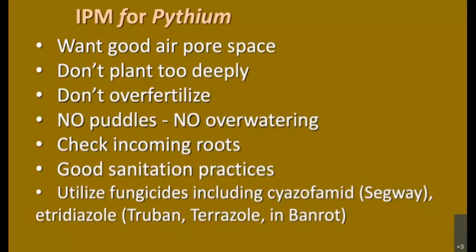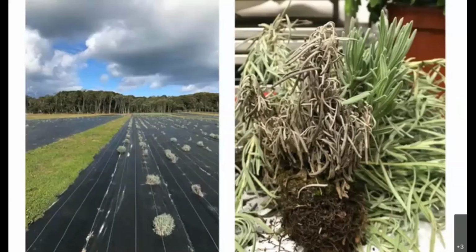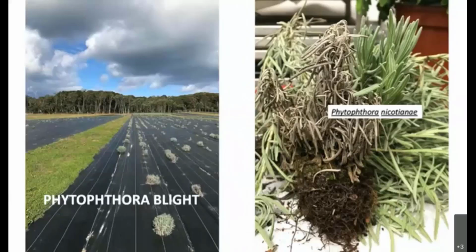We're finding things like Segway, which has thiazofamid in it, and also etridiazole as an ingredient, which is found in Truban, terrazole and Banrot, to be the most reliable, with the least chance of having some sort of resistance problem when you're trying to combat Pythium. We also have problems with Phytophthora.